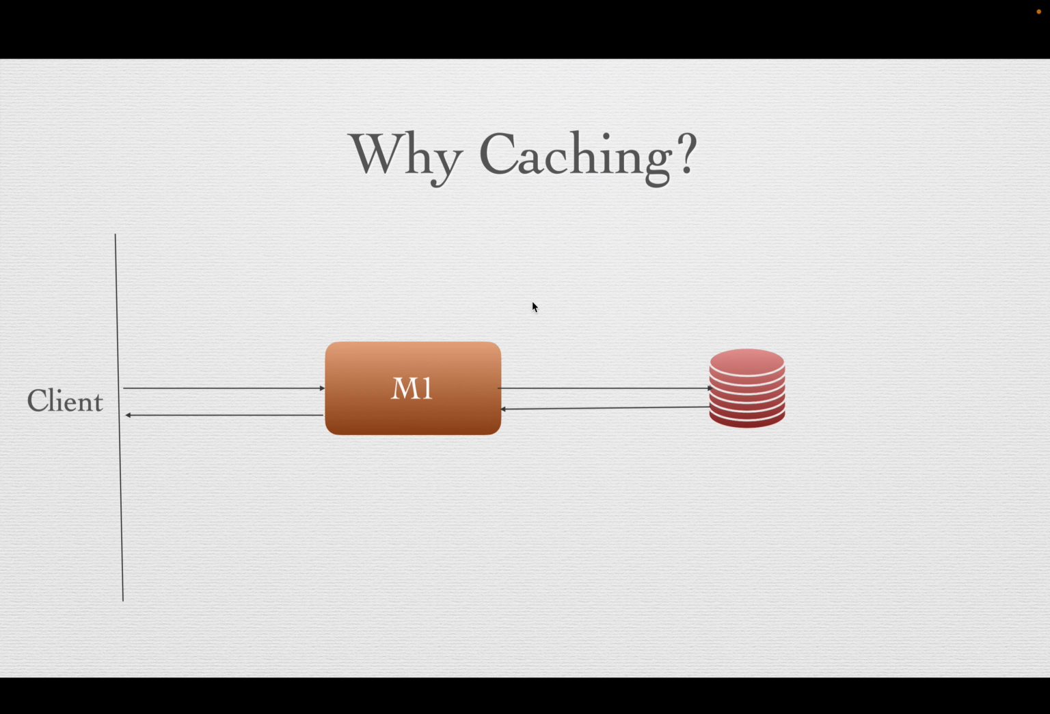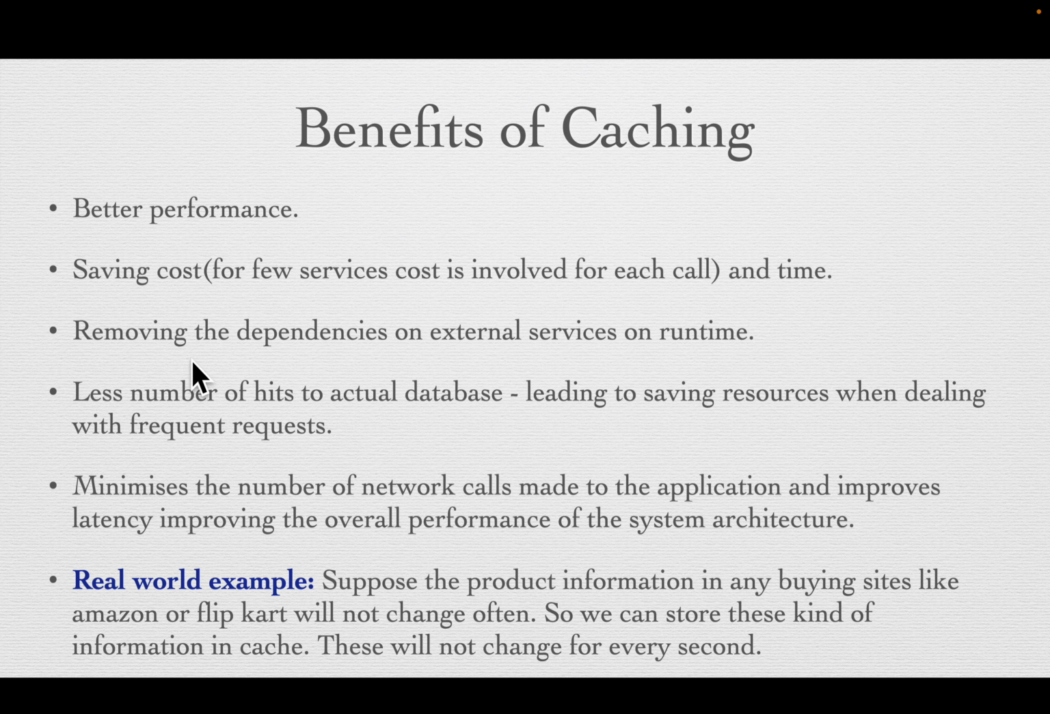The response from the M2 is not going to change often, so I can store that response of M2 in my cache. So in this way we can remove the dependencies on the external service during runtime, and also we can save some network time and cost.